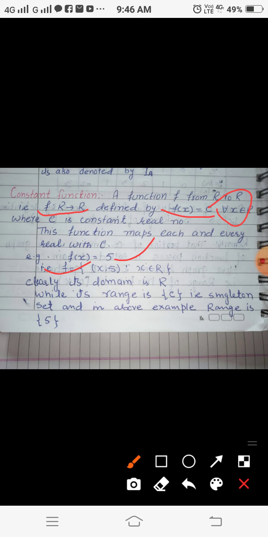So this means it is a function whose second entries are the same throughout for each and every ordered pair. Clearly its domain is R, because the set of first entries is the domain, and its range is simply the set {c}. If we define f of x to be 5, then the range is simply the singleton set {5}.